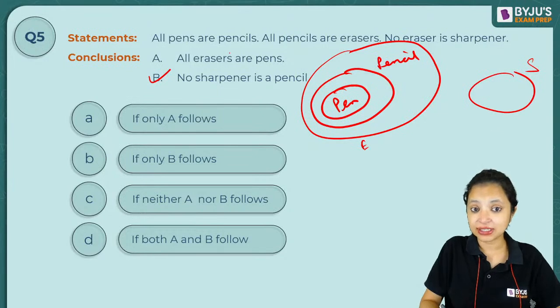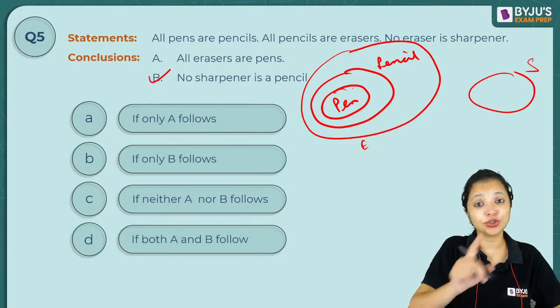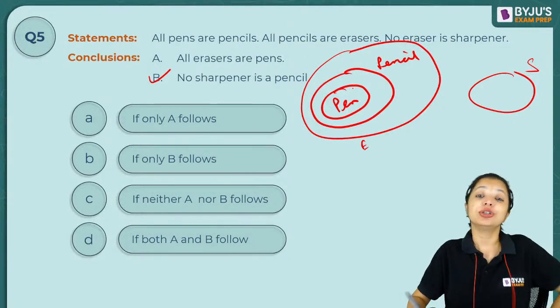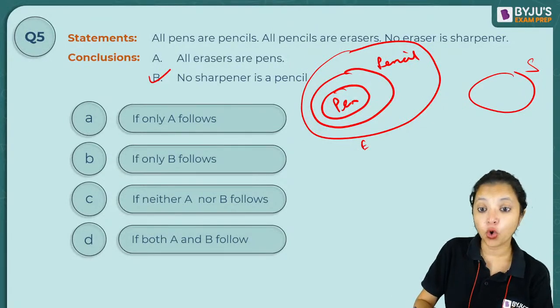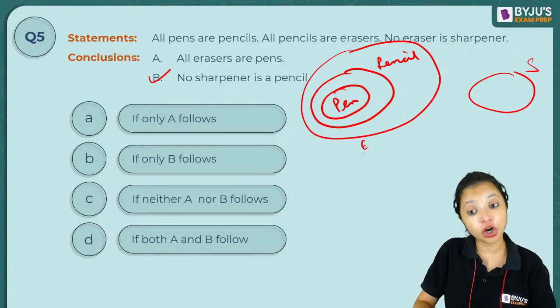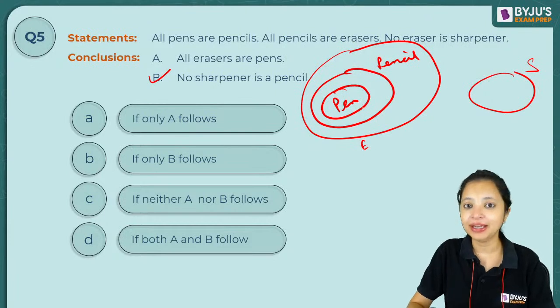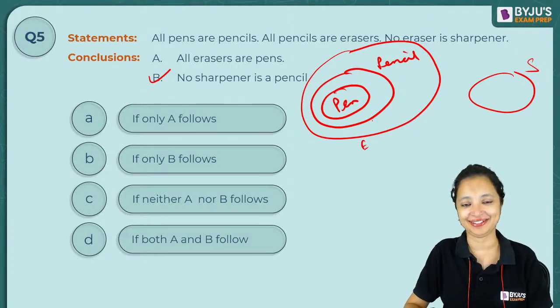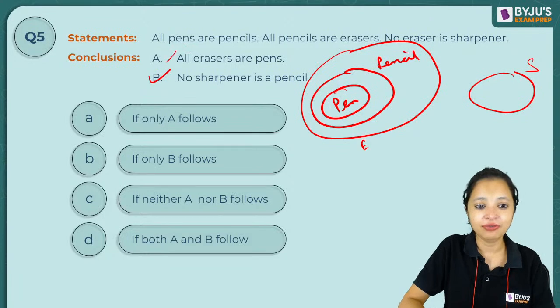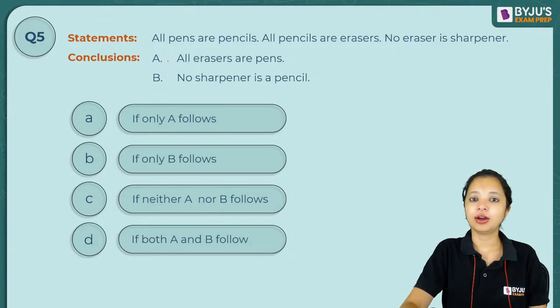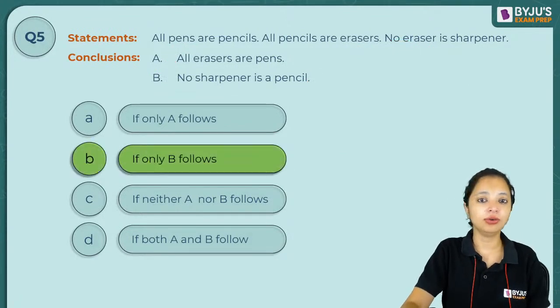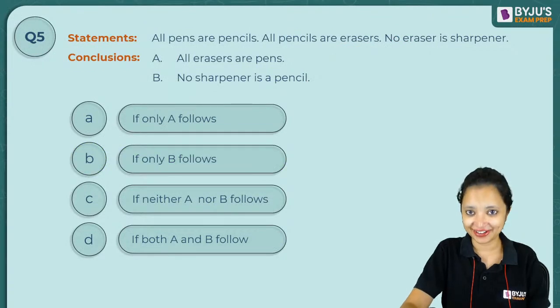The second one says all erasers are pens. All erasers are pens is only a possibility. The same mistake that you did in question number 2 that I explained again. All pens are erasers does not mean all erasers are pens. All erasers are pens is only a possibility. Thus, A will not follow. Our correct answer is only and only 2 is correct.